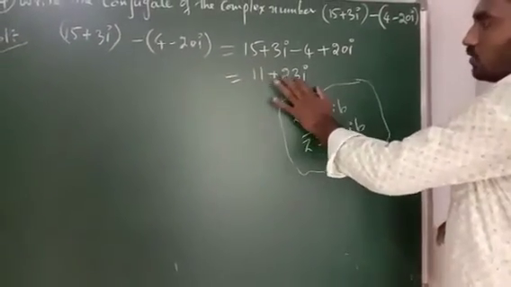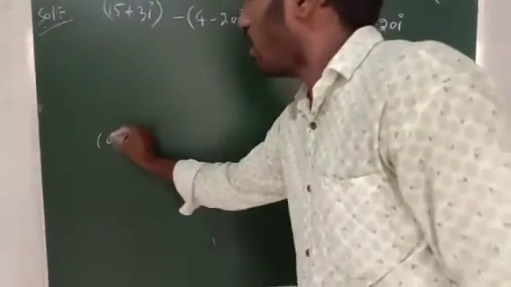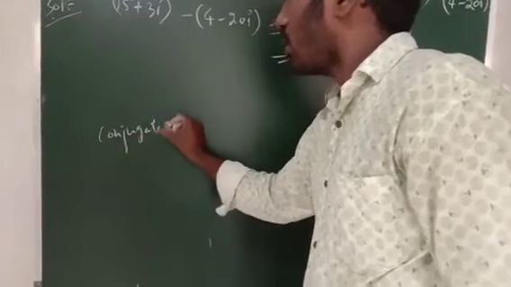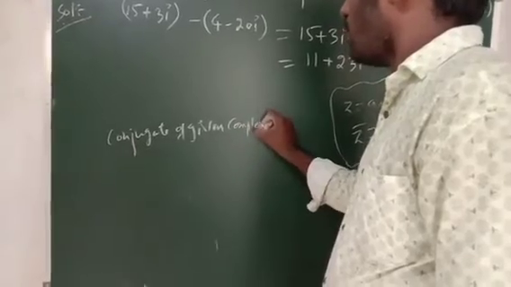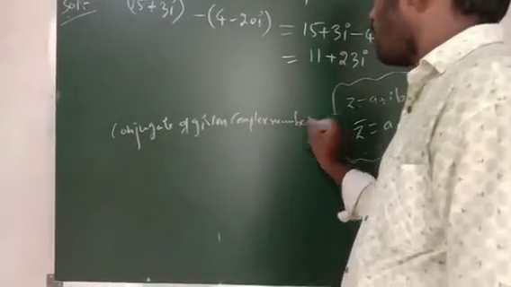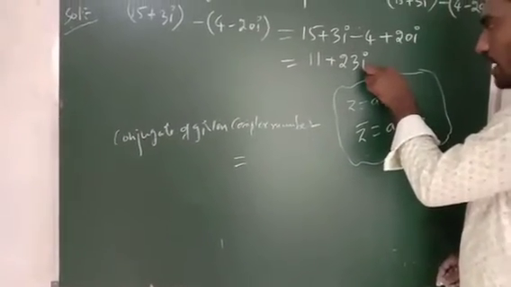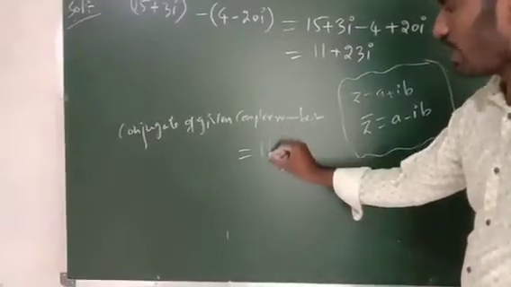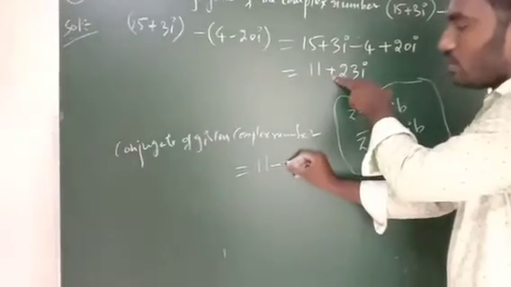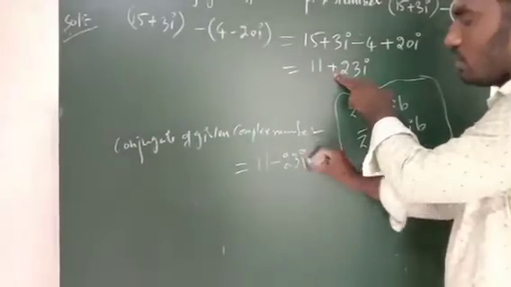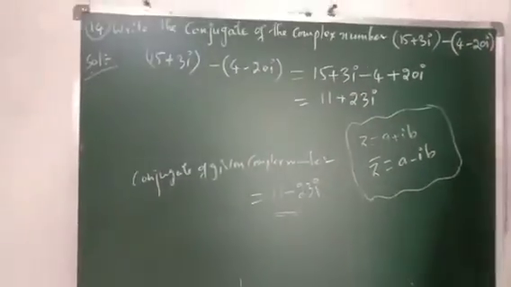So 11 plus 23i is the complex number. For this, the conjugate of the given complex number is obtained by converting the sign of the imaginary part. 11 remains the same, the sign does not change, but the imaginary part sign is plus, so we have to convert this plus into minus. So the answer is 11 minus 23i. This is the conjugate of the given complex number.